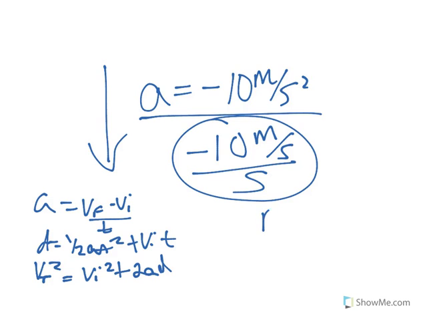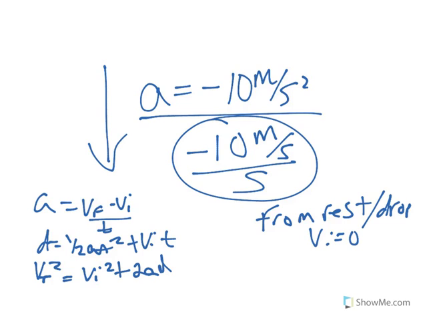Just some other key terms to know. If it says from rest, or dropped, you know that the initial velocity has to be 0. This is just really basic stuff on when things are falling.